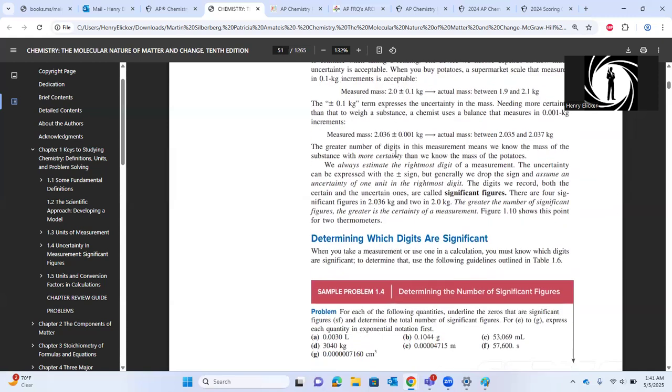Uncertainty. Let's talk about sig figs. The whole point of sig figs, it seems really confusing. Sig figs are simply a way to make sure that we're not overestimating our data. Okay, so for example, let's say I measure something and I have a certain amount of precision to it, right? It's something I know for sure.